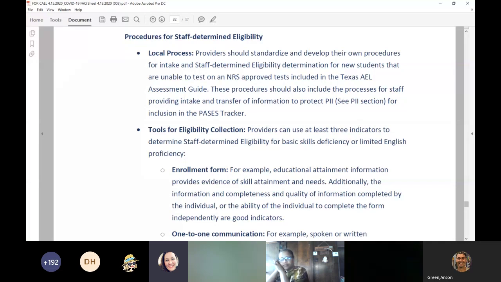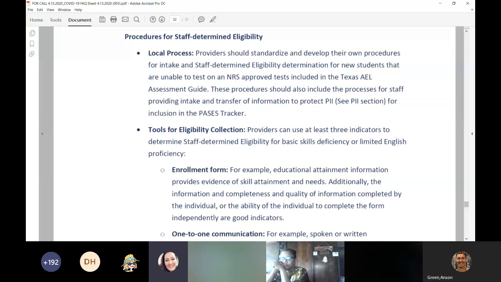So you want to make sure that if you're doing a completely online option for them to fill out an intake form or an enrollment form, that you have that information available to them that's going to be a crosswalk for them to really understand when they're answering those questions. And the reason for that is because we are asking you to use this as a tool to determine staff determined eligibility. So the enrollment form is a great resource for you.